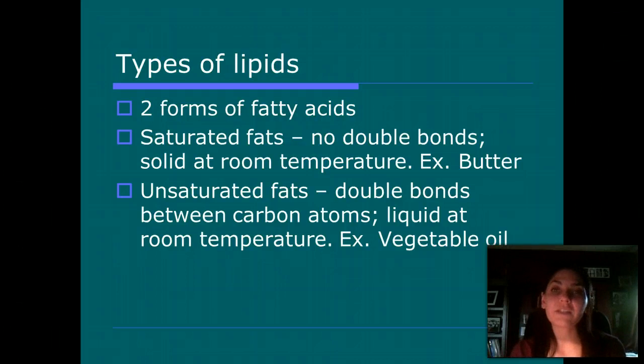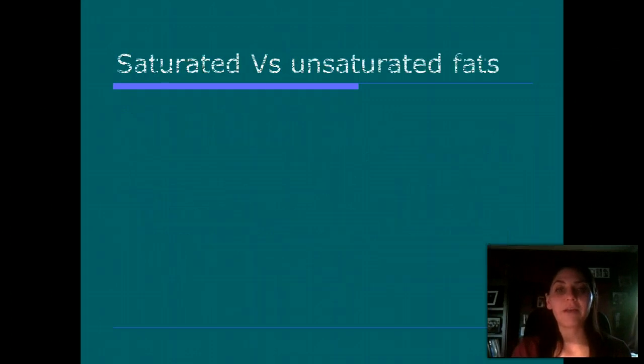And then we have unsaturated fats. These are the good fats that you want to try and incorporate into your diet. Unsaturated fats have double bonds between carbon atoms, and they are liquid at room temperature. For example, vegetable oil would be an unsaturated fat.